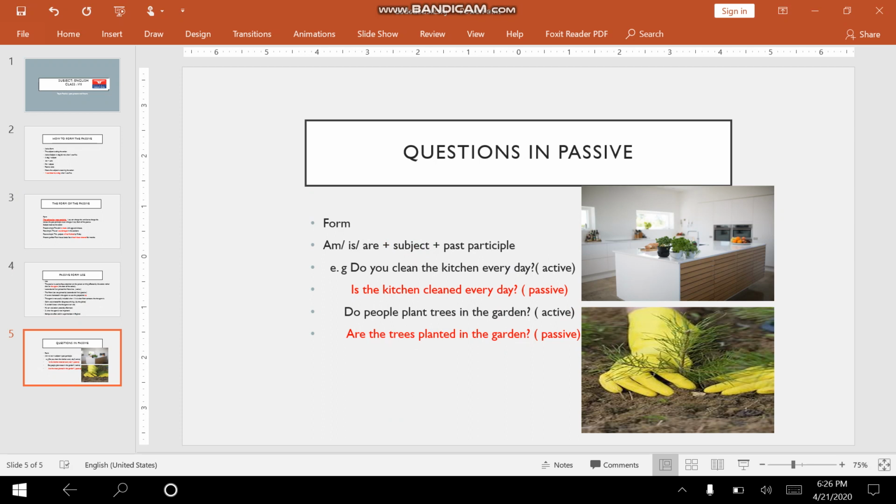Now, questions in passive. We have the verb to be plus subject plus past participle. Do you clean the kitchen every day is the active question. Is the kitchen cleaned every day is the passive. So we have the verb to be, the subject, and then the past participle. Do people plant trees in the garden is the active sentence. Are the trees planted in the garden is the passive question.